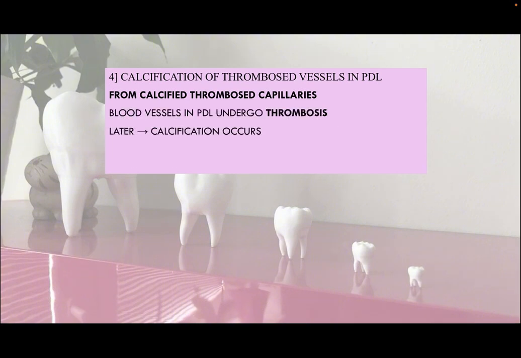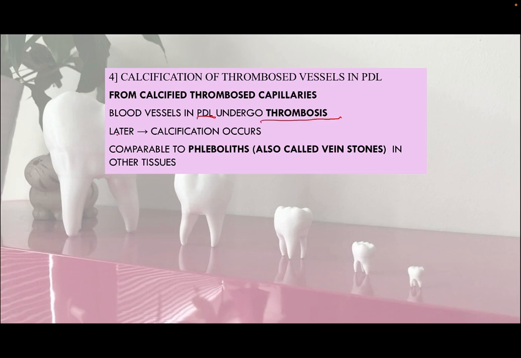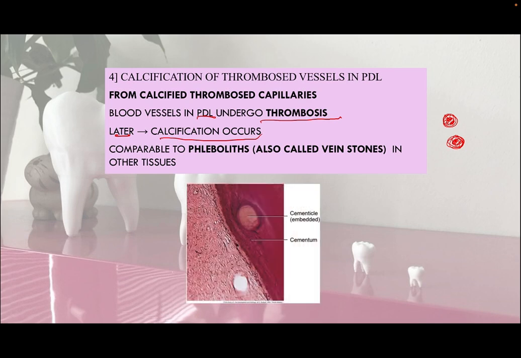Another mechanism is calcified thrombosed capillaries. The blood vessels in the periodontal ligament undergo thrombosis and later calcification occurs. These are comparable to phleboliths, called vein stones, in other tissues. Here you can see a picture of an embedded cementicle, and here is cementum, completely embedded in the tissue.